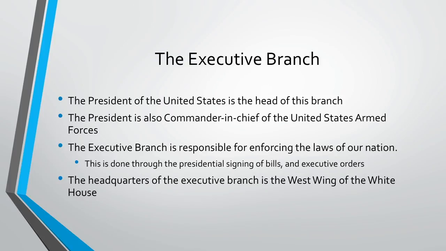The executive branch is responsible for enforcing the laws of our nation, and this is done through presidential bills and executive orders. The President signs bills from Congress, and he has the power to issue certain executive orders. The headquarters of the executive branch is the West Wing of the White House.